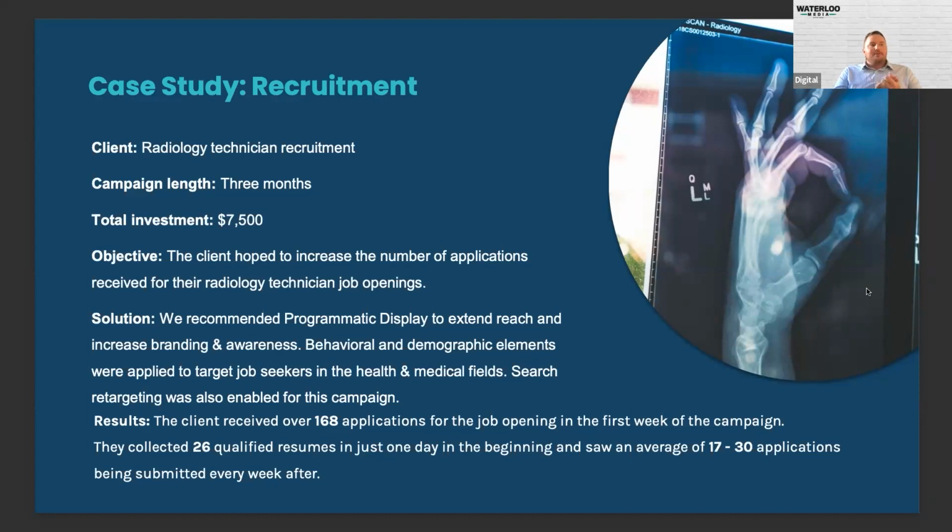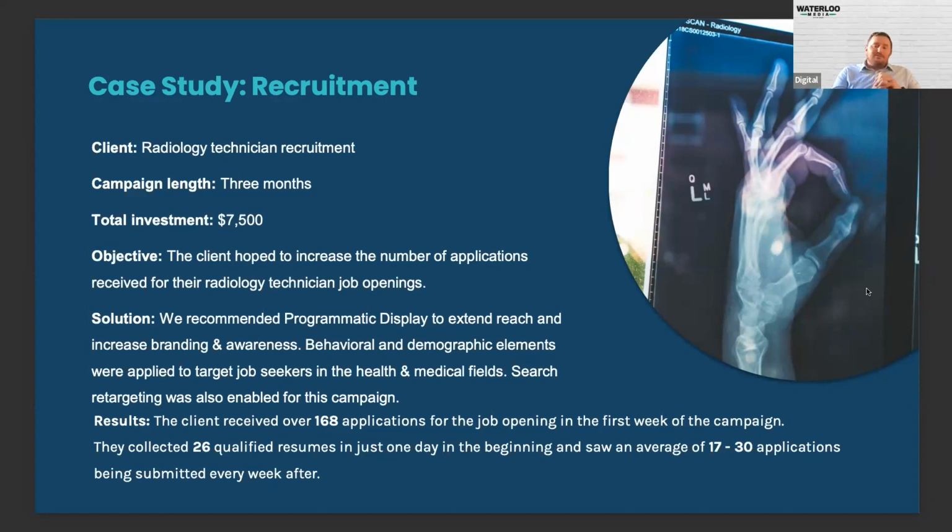So with their investment, we suggested running programmatic display to extend their reach and increase branding and awareness, but also not only target job seekers in the health and medical fields, but utilize search retargeting. So people who are searching for those types of jobs and roles and information, we want to target them as well. Once we ran this campaign over 3 months, we were able to drive over 160 applications for the job opening in that first week.